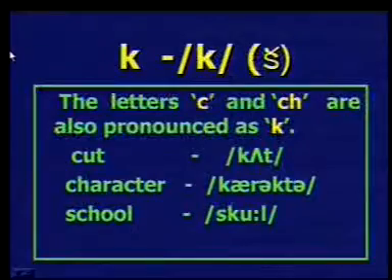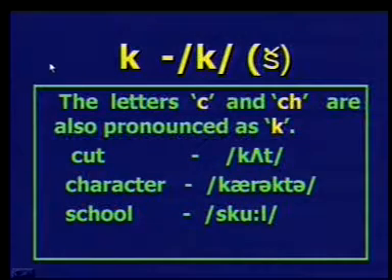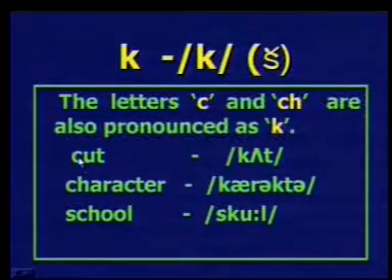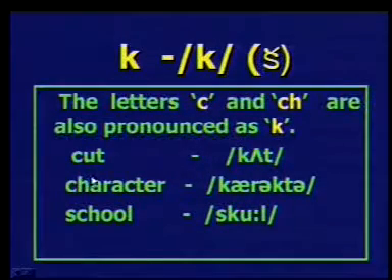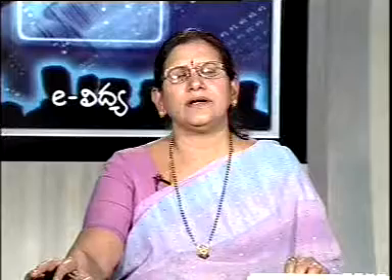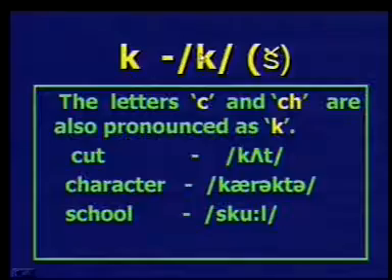And then the letters C and CH are also pronounced as K only. We have already seen how the word cool, C-O-O-L, but we are saying it as cool. So here the sound C and K are related to each other, cut. This is how we show it here. And then C-H-A-R-A-C-T-E-R, character. Please look here. It is K and then the S sound, character. And then S-C-H-O-O-L, school. Here also, wherever we are getting the C and CH sound, it is corresponding to the K sound. So we are representing that particular sound with this symbol, that is K.